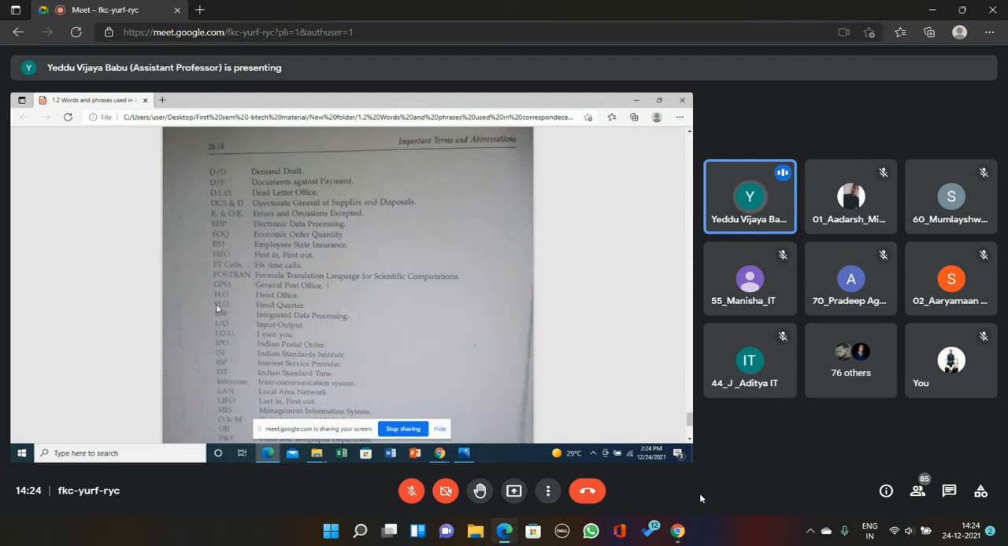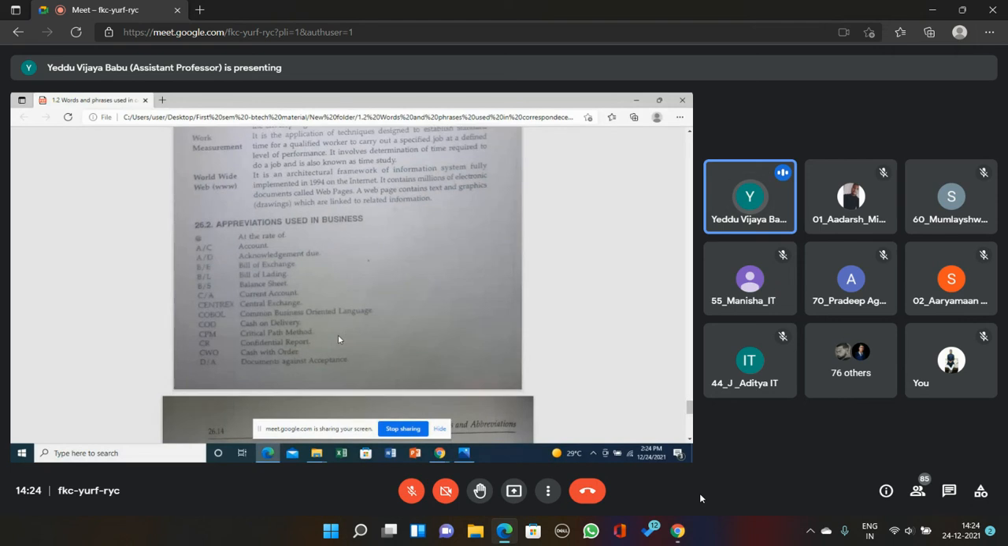For example, HO, head office. You can't say it as a word; it is H-O. Like IPO, Indian Postal Order. These are called abbreviations, and they are mixed up with some acronyms also. Like COBOL. COBOL is an acronym, but it is given in the list of abbreviations. Be smart enough to find the difference, because in these study notes it is all mixed. Common Business Oriented Language, COBOL.